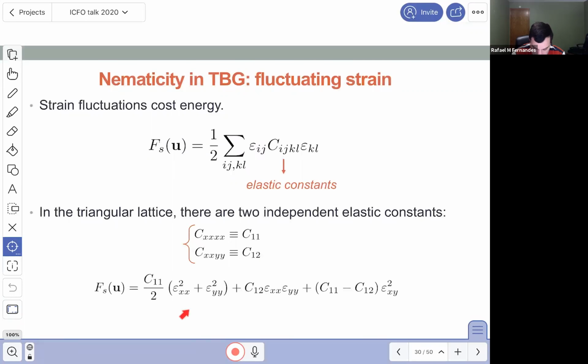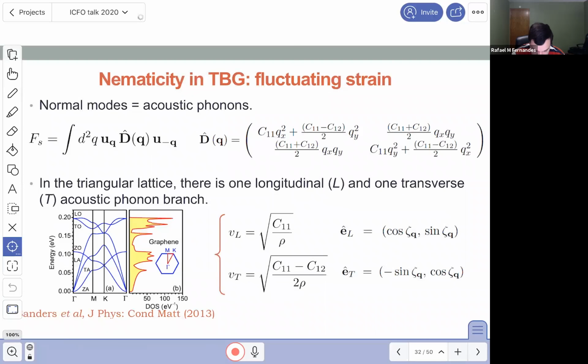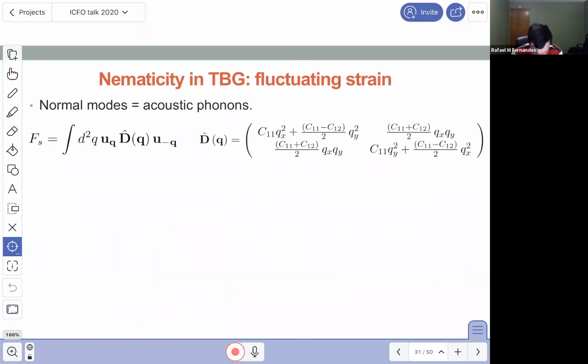And this is how the elastic energy, this is the expression for the elastic energy. Okay? It's quadratic in the strain, and it only depends on these three modes here. Now, you can remember that these are derivatives of the displacement vector, so you can write this in terms of the displacement vectors, and you get this matrix here. This is called the dynamic matrix.